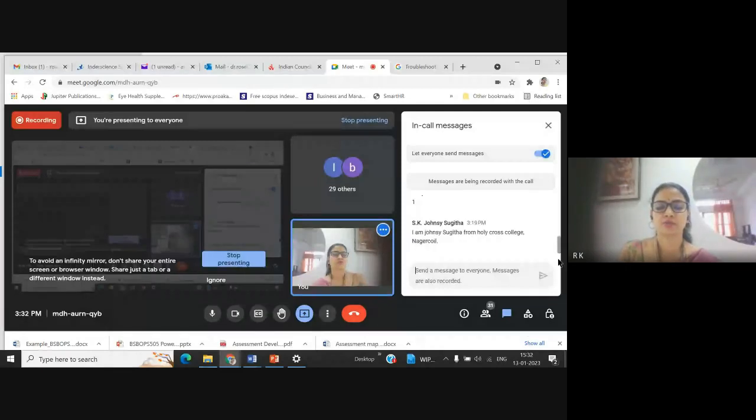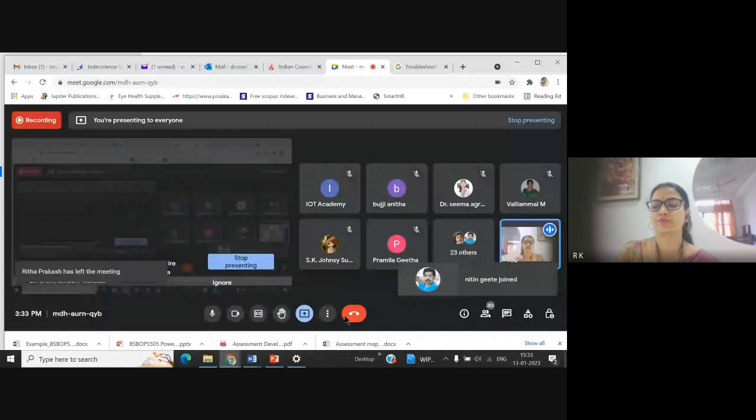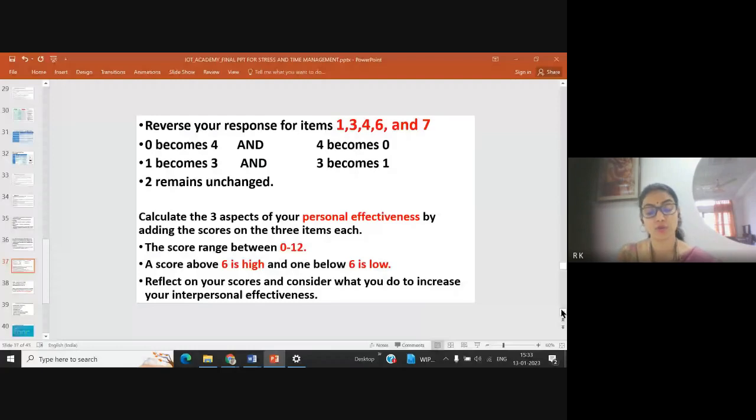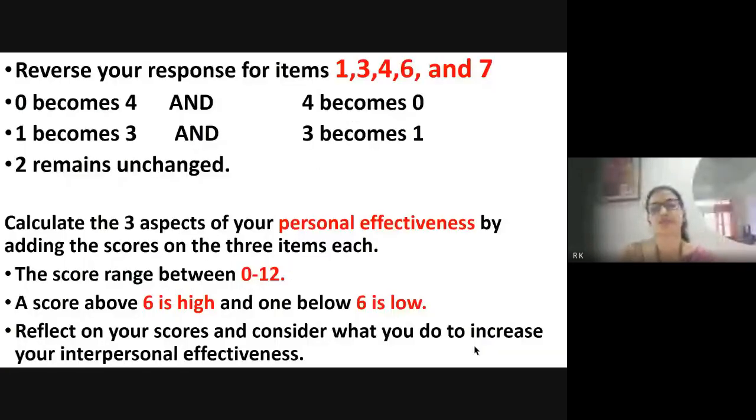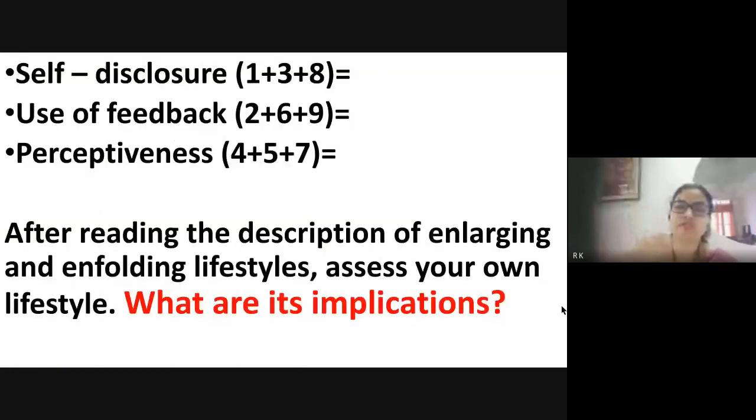So let's understand what the score between 0 to 12 means. If it is 6 and above, then definitely we need to reflect on and consider what we do to increase the interpersonal effectiveness. If it is a little less, then it is different. Okay. So this is the reverse scoring that we had seen. And this scoring has validity and reliability. And it is very good for us, so as not to give a biased response. Okay. And these are the 3 major variables, or probably the concepts, that we'll be seeing here.